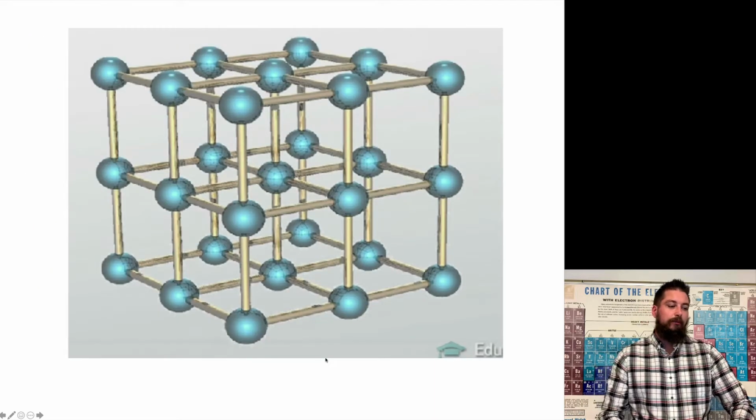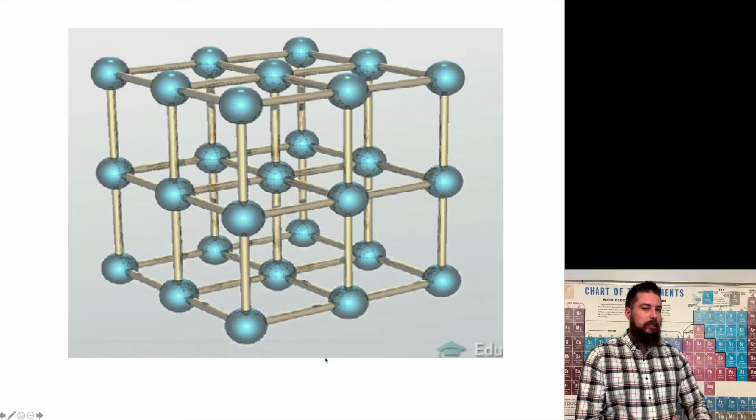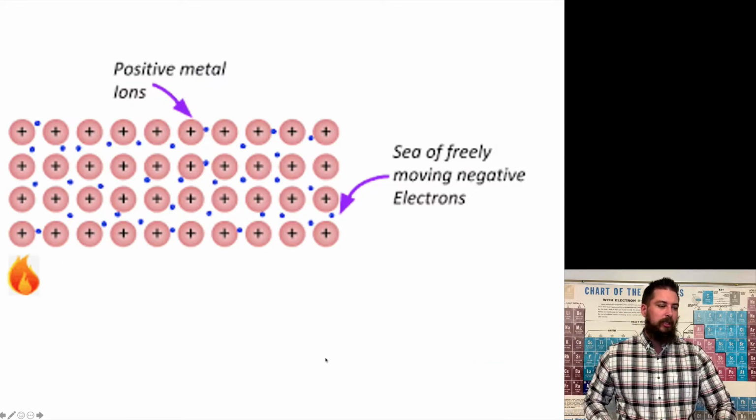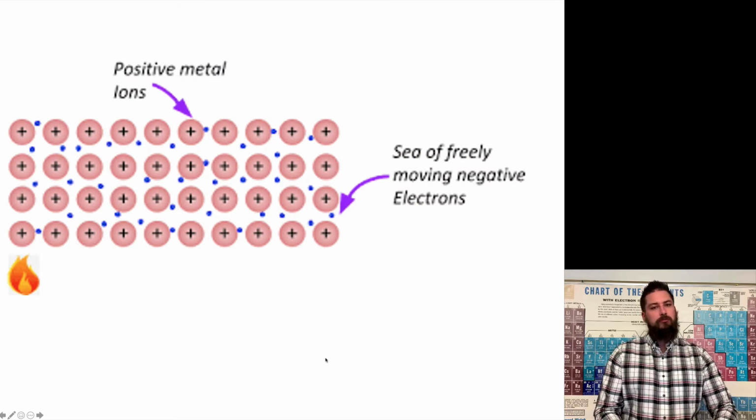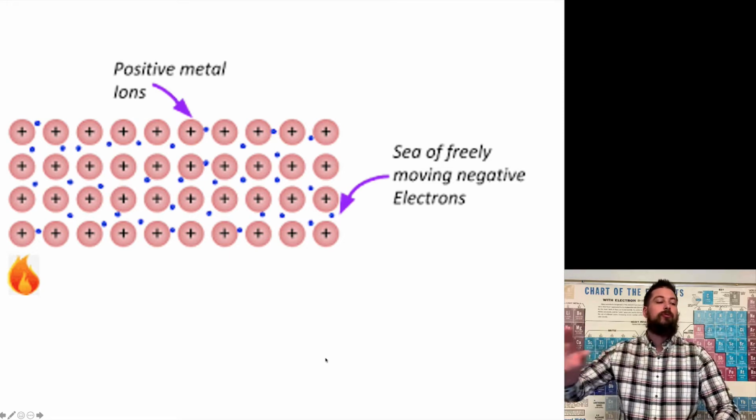If you think about a metallic structure, it does kind of look like an ionic structure, but it's actually different. And really what's different is the electrons are free to move around. If you take a look at this picture, look at the electrons, the little blue dots. Those electrons are not stationary. They're not stuck to one atom. They're able to freely move from one atom to another.